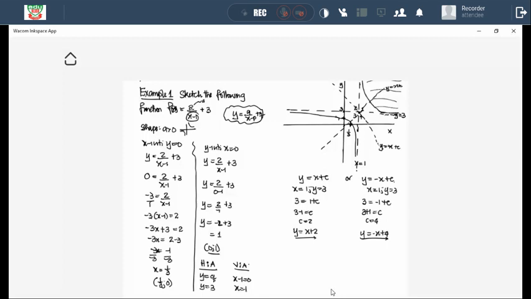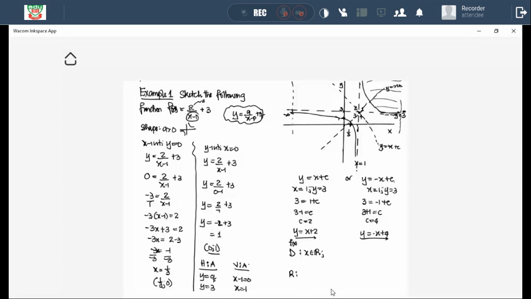Okay, lastly, I have to deduce the domain and the range. Domain of f of x: if you look at this, the domain is where the graph starts. Where does it start? It starts from negative infinity. And where does it end? You can see that it goes towards positive infinity. So it is from negative infinity to positive infinity, which means x is an element of all real numbers.